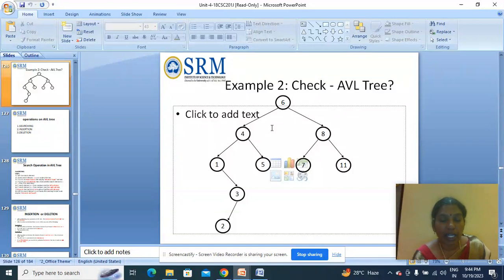But only a minor difference here: every single node insertion, you have to check whether the tree is balanced or not, because AVL tree is an ordered binary search tree, a self-balanced binary search tree. So that is the only difference between AVL tree and binary search tree insertion. So now we will check the AVL tree operations.